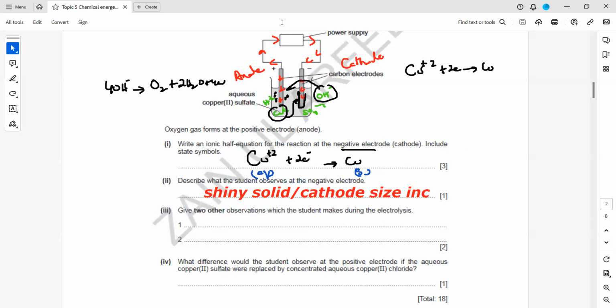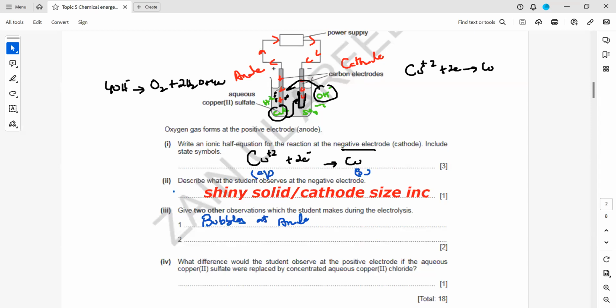Give 2 other observations which the student makes during this electrolysis. So what else, other than the cathode? He will observe bubbles at the anode. Don't say bubbles of oxygen. That is totally wrong because this is an observation. By looking at the bubbles, you cannot tell which gas is there unless you test the gas. So there will be bubbles at the anode.